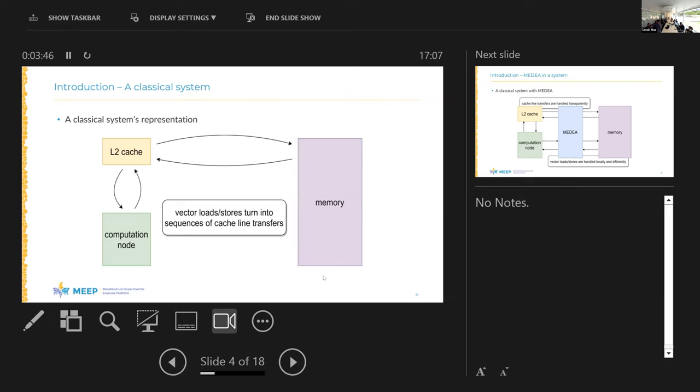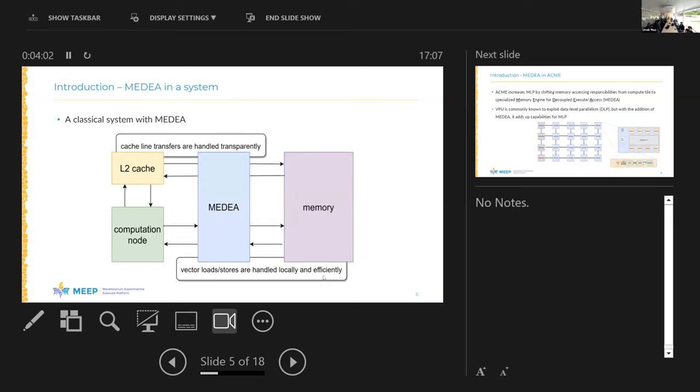So we want to keep the semantics of vector data processing consistent throughout the system, so that our compute node can work on vector data much more efficiently. So what we are coming up with is this memory engine, Medea, in the middle between the compute node and memory. So you can see the cache line transfer.